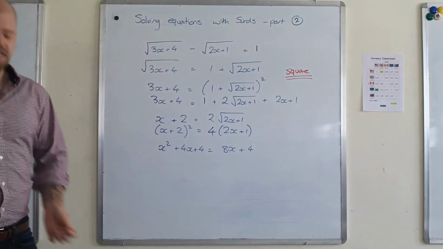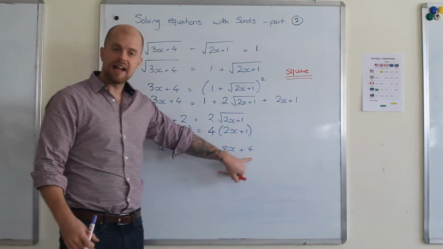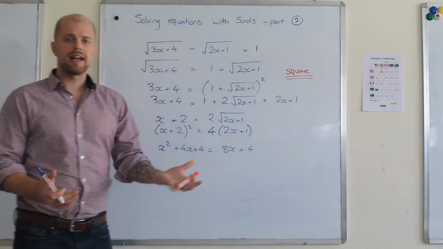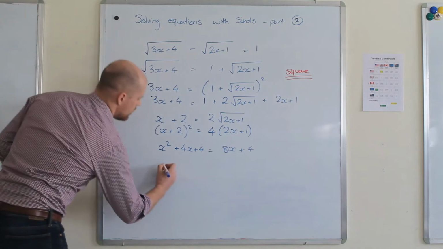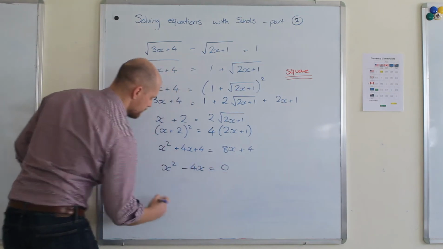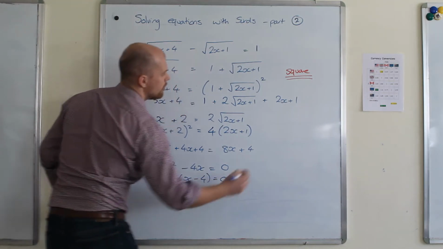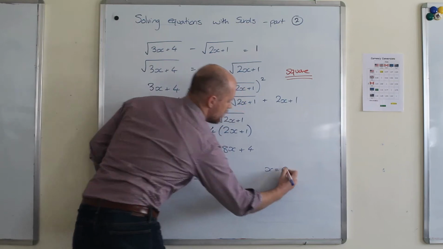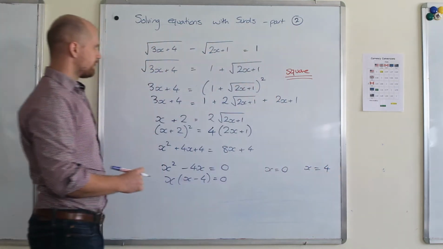Now I've got a quadratic that I can solve. Sometimes these 4s won't cancel. If not, you're looking at double brackets or the quadratic formula. In this case, they do cancel. I'm left with x squared minus 4x equals 0. So we factorize, and therefore I get x equals 0 or x equals 4 as my two solutions.